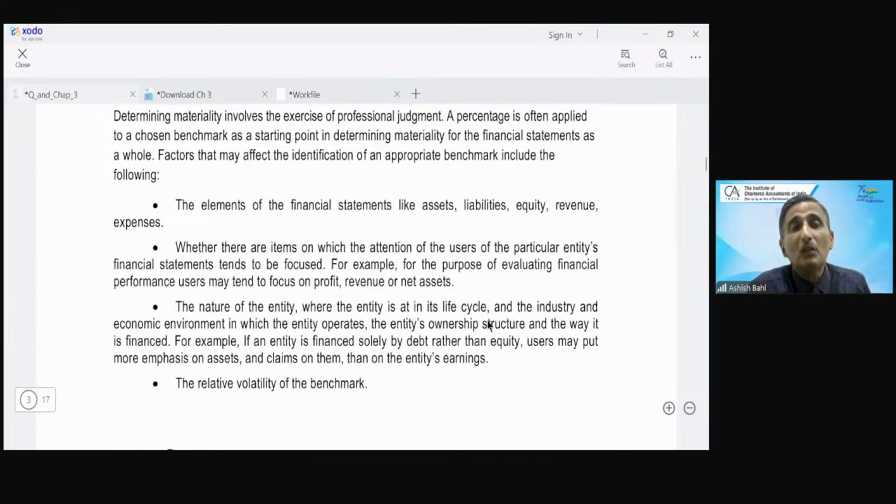So obviously, which elements would he consider? He would consider the elements with which financial statements are formed, like assets, liability, equity, revenue. Or if the auditor feels that some item needs special focus for users of the financial statements, then that can also be considered. The relative volatility of the benchmark also has to be considered. If there are ups and downs, it is very volatile, so it may not be appropriate to choose it.